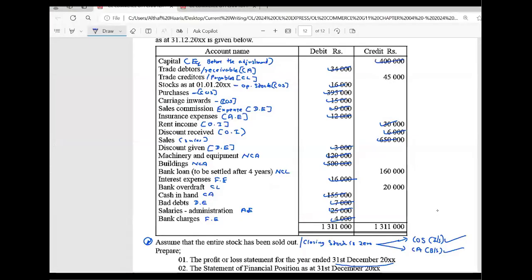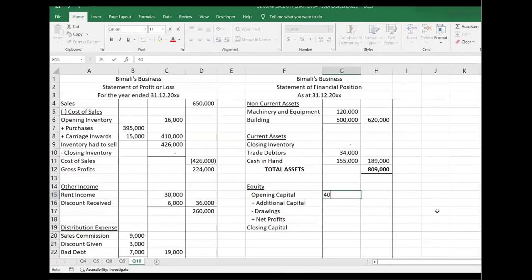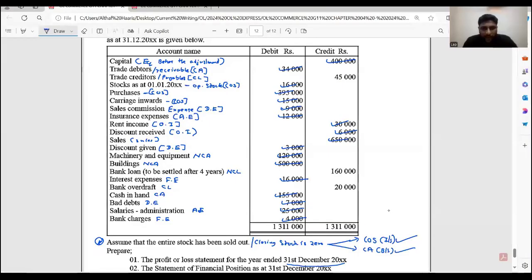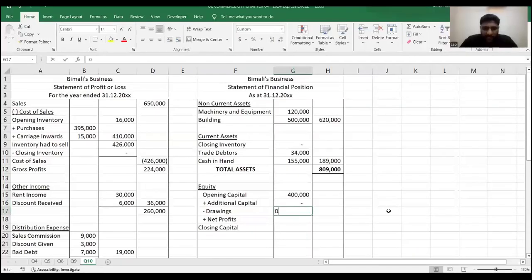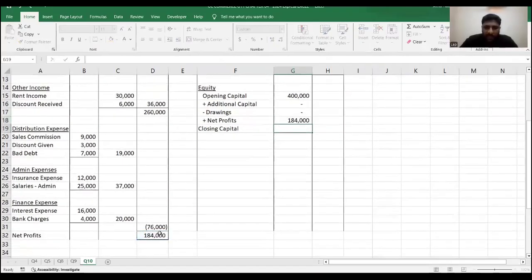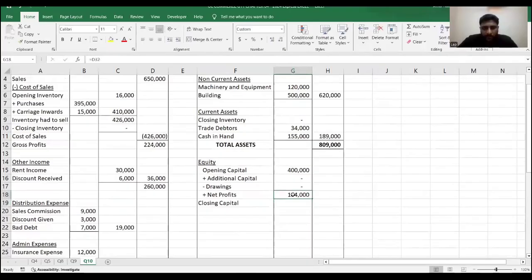So here 400,000. No additional capital in this question and no drawings also in this question. So directly we can take the net profit amount. Net profit is 184,000. So this is 584,000 closing capital. So we got what we need. We needed closing capital, we found it.